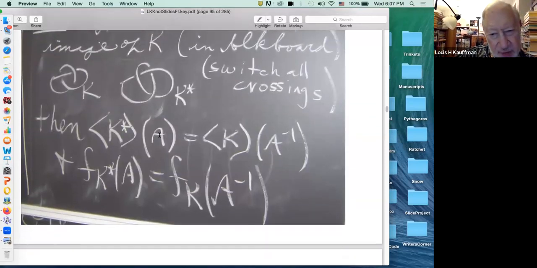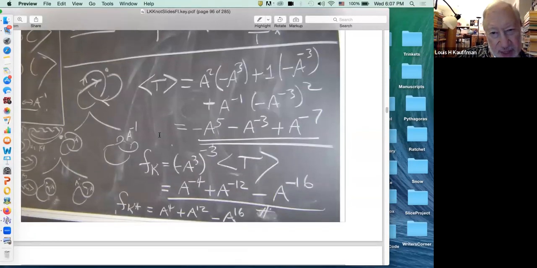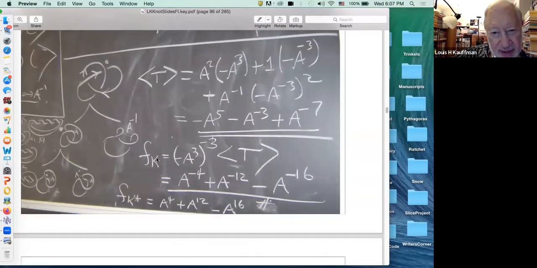That's invariant under all three Reidemeister moves. And so then we can do calculations like the one I indicated here and find that the value for the trefoil knot normalized is a to the minus 4 plus a to the minus 12 minus a to the minus 16. And then if you look at the mirror image, you get a to the 4th plus a to the 12th minus a to the 16. They're different. And so that means that this knot is not equivalent to its mirror image.